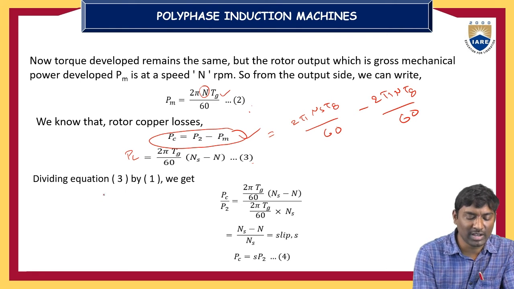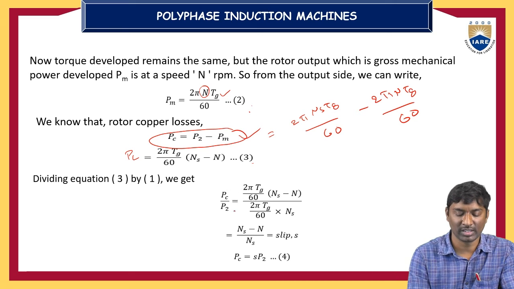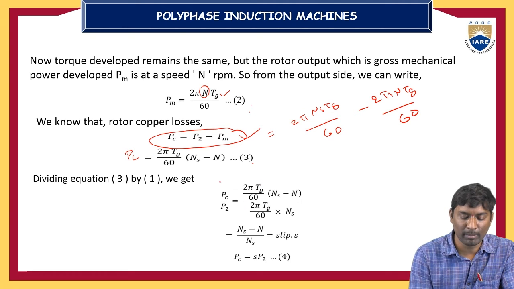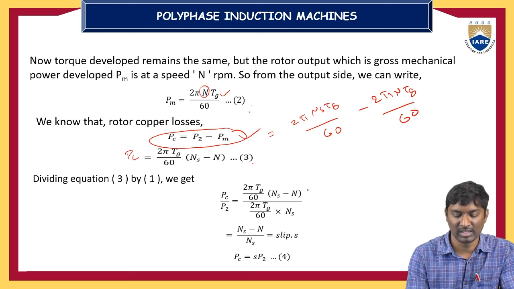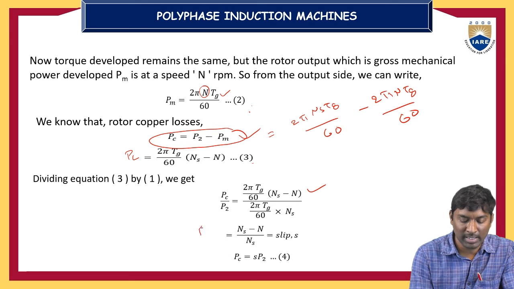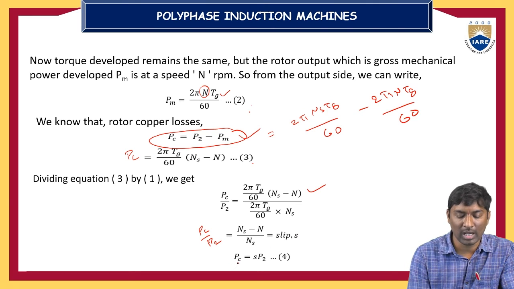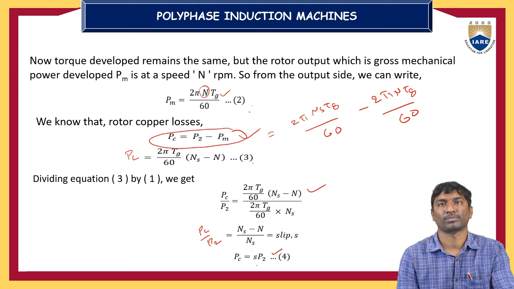Now dividing the third equation by the first equation, I get Pc by P2 equal to 2 pi Tg divided by 60 into (Ns minus N), divided by 2 pi Tg divided by 60 into Ns, where P2 is 2 pi Tg divided by 60 into Ns. Simplifying, I get (Ns minus N) divided by Ns, which means Pc divided by P2 is equal to the slip. So the rotor copper losses are equal to slip times the rotor input power.